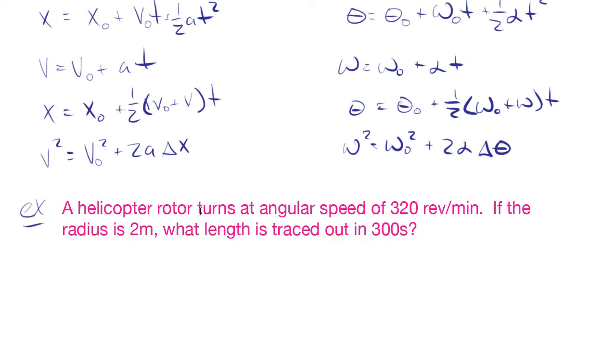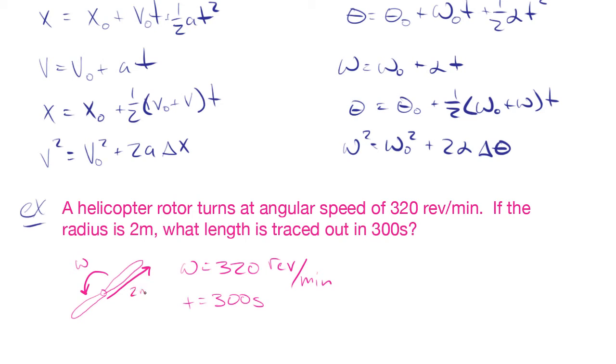All right, so you've got a helicopter rotor that's turning at some angular speed. You're given the angular speed, omega, is equal to 320 revolutions per minute. You're given some time, equal to 300 seconds. And the radius is 2 meters. So I want to know what is the arc length that's traced out in 300 seconds.